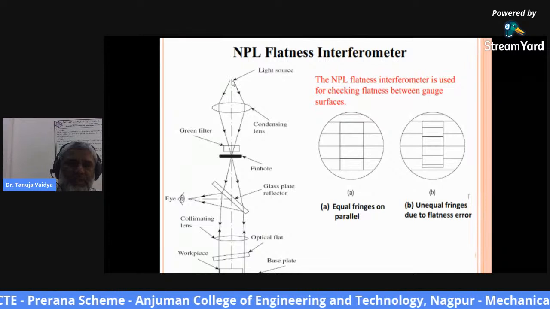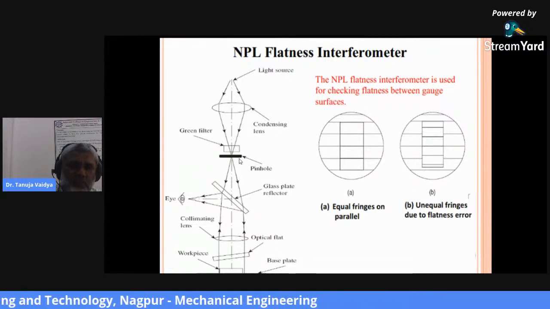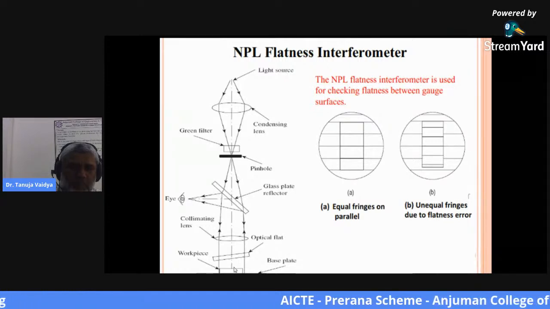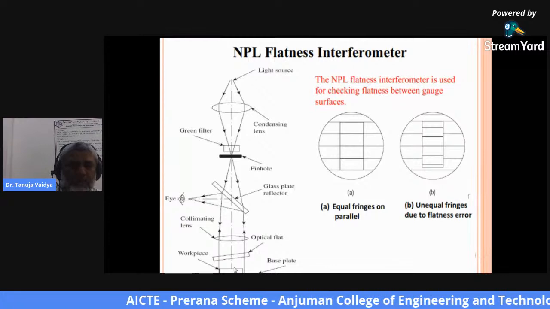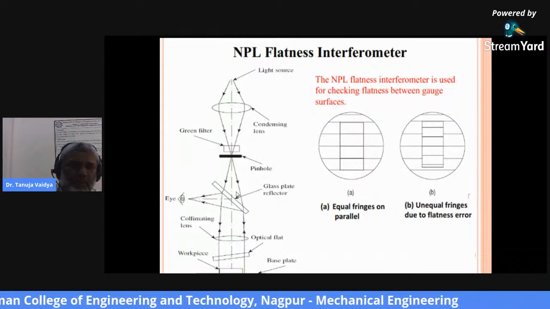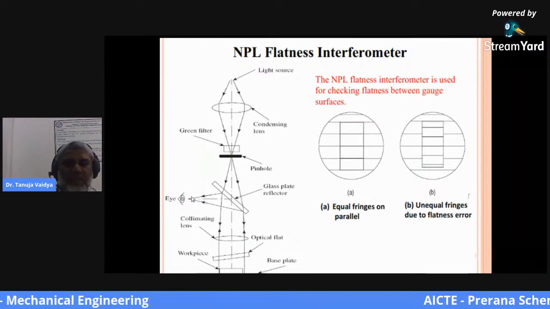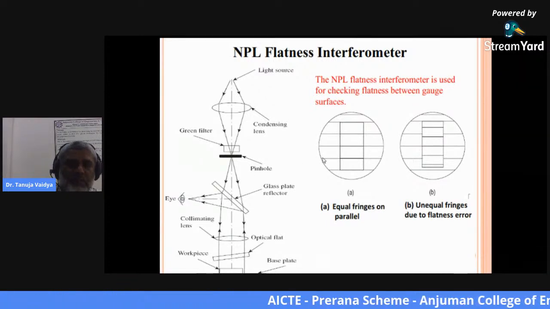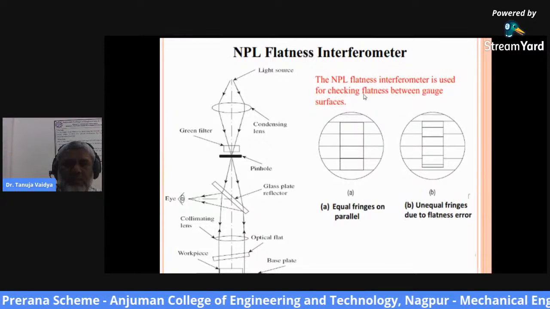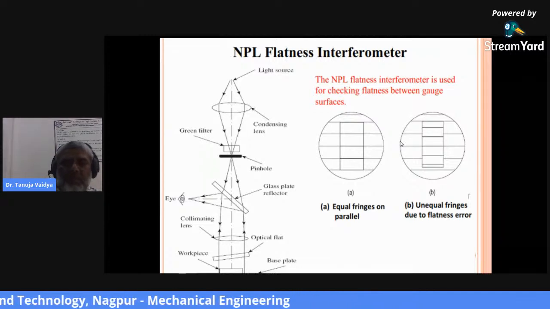The light source will provide the rays which will come in contact with the condensing lens through the pinhole. These will be directed towards the work part, and from the work part these reflected rays will then go through optical flats to the glass plate reflector. Through the plate reflector these rays will be redirected towards the eye, and through the eye you will be able to see various fringes or patterns on the workpiece, and through analysis of these patterns you can find out what the problems are with the flatness of that particular workpiece.